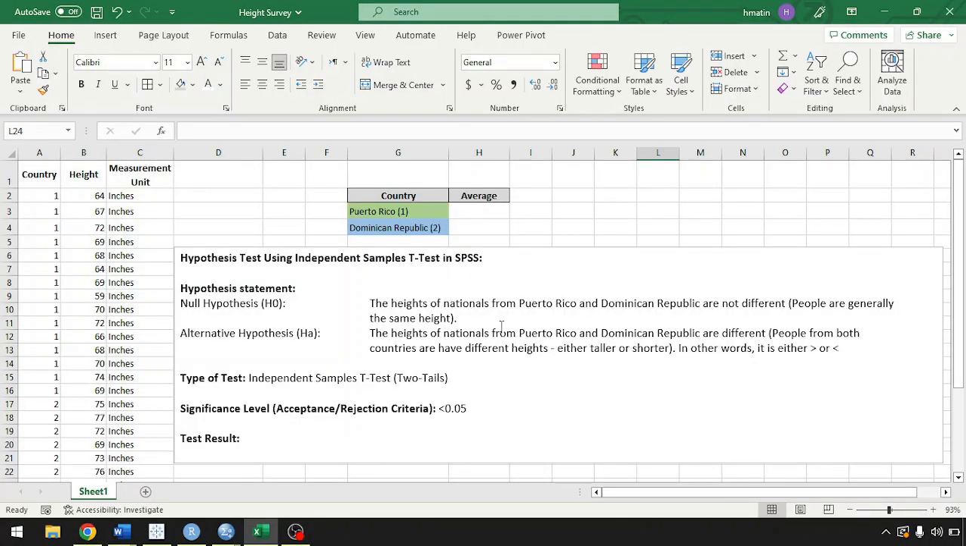Hello everyone. So today I will be performing a hypothesis test using an independent samples t-test in SPSS. Let's consider a scenario where we read somewhere that the height of the population in Puerto Rico and Dominican Republic is the same. In other words, people generally have the same height in both countries.